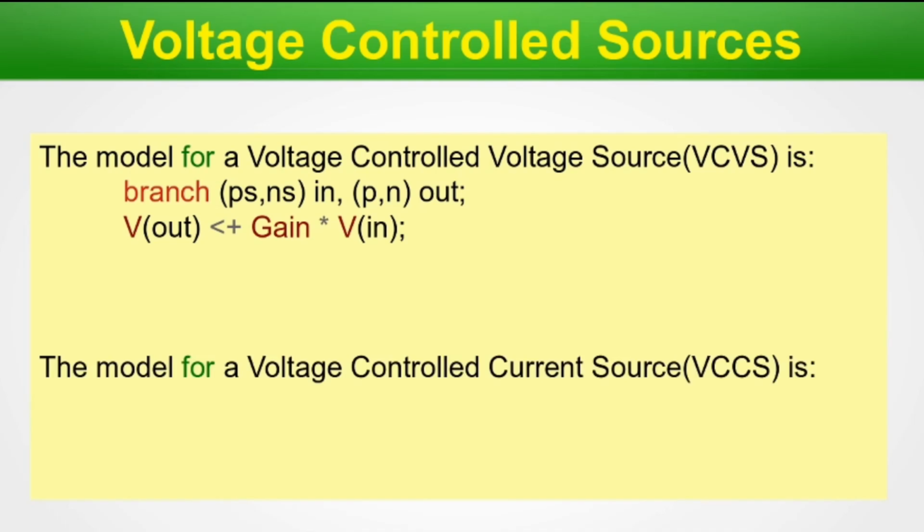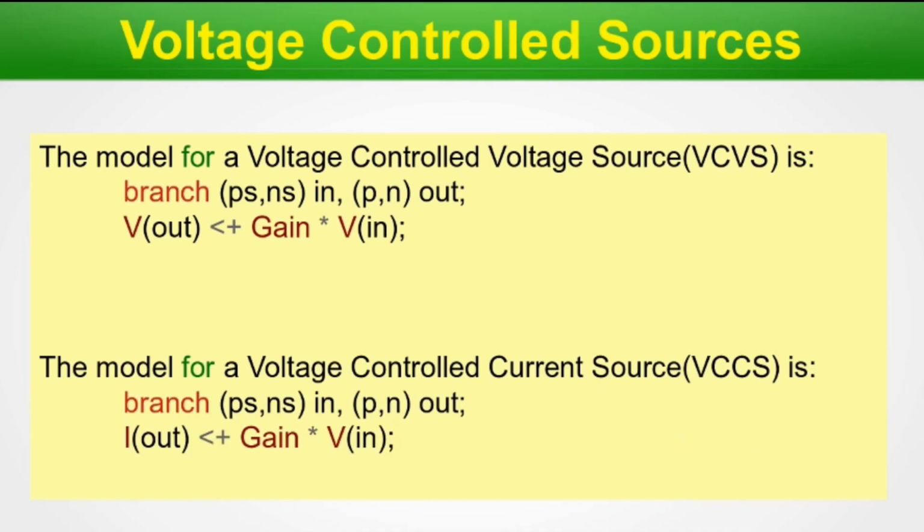Next, the model for a voltage controlled current source is, first we define the branches, both the input as well as the output branch. And the contribution equation is I out is a contribution of gain multiplied by voltage of the input branch. So here we have discussed 2 voltage controlled sources. One is a voltage controlled voltage source and another one is a voltage controlled current source.